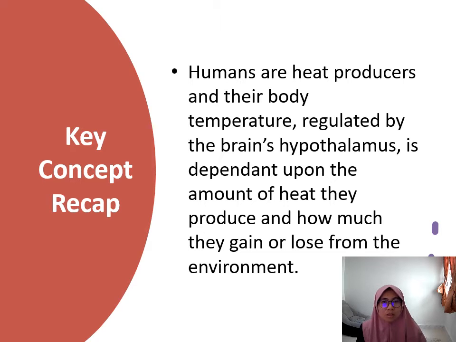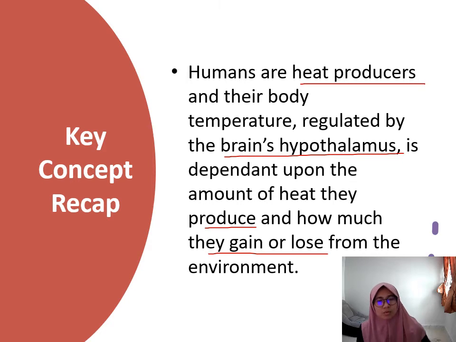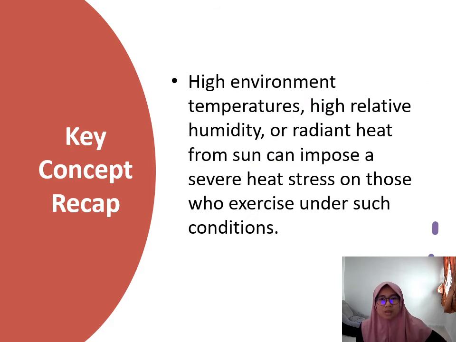Okay, we as humans are heat producers. The body temperature is controlled by our brain's hypothalamus. So it depends on the amount of heat we produce and how much we gain or lose from the environment. It depends on high environment temperatures, higher relative humidity or radiant heat from the sun. If you have these factors, it may impose severe heat stress if you exercise under such conditions.